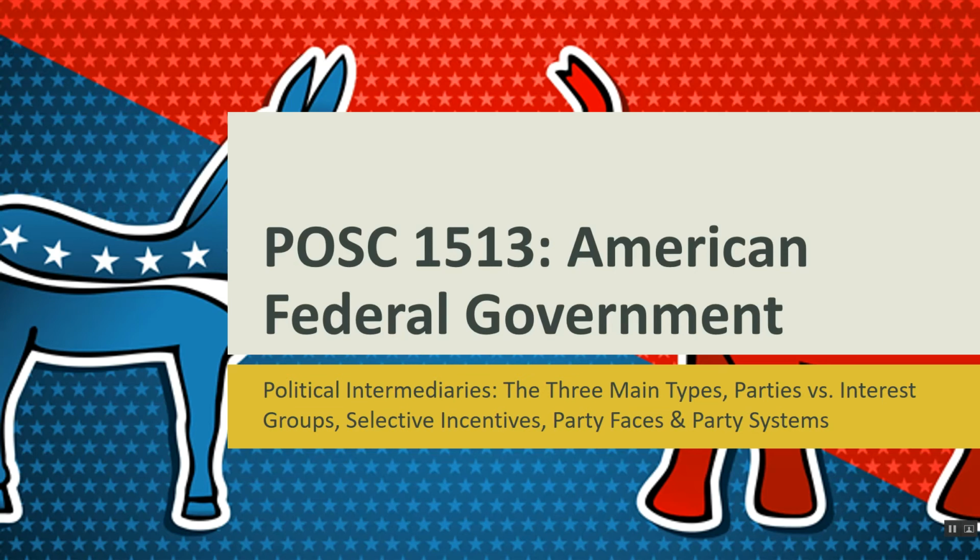We'll identify the three major types of political intermediary, and then we're going to focus on two of these, parties and interest groups. We'll talk about what they are and how they are distinct. We'll discuss the concept of selective incentives, we'll discuss party faces, and America's current party system.